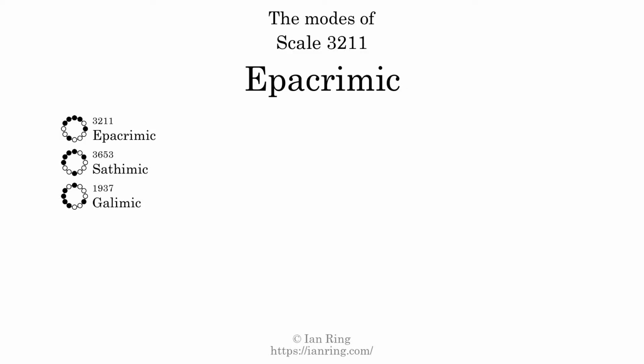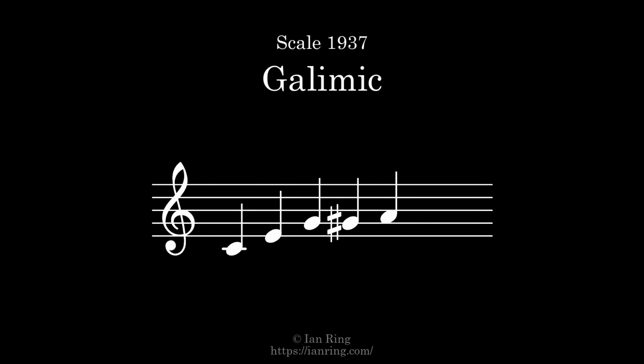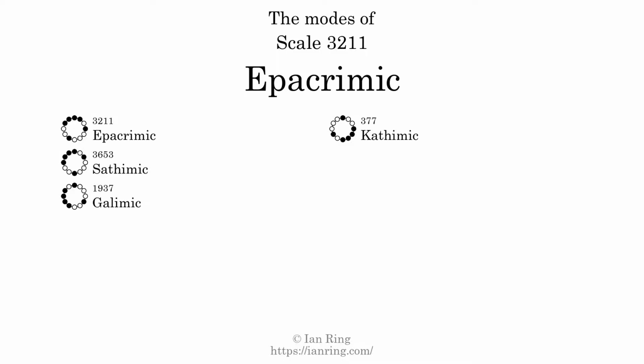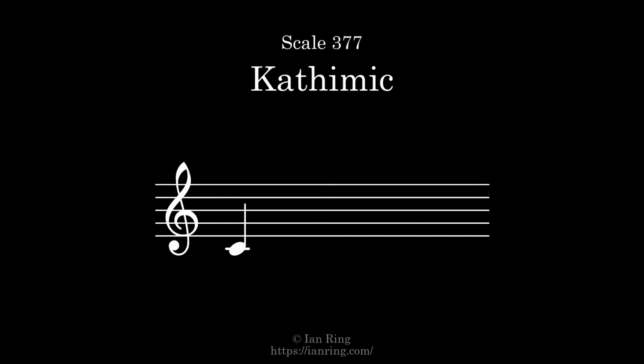The third mode is scale 1937, also known as galimic. It sounds like this. The fourth mode is scale 377, also known as cohemitones. It sounds like this.